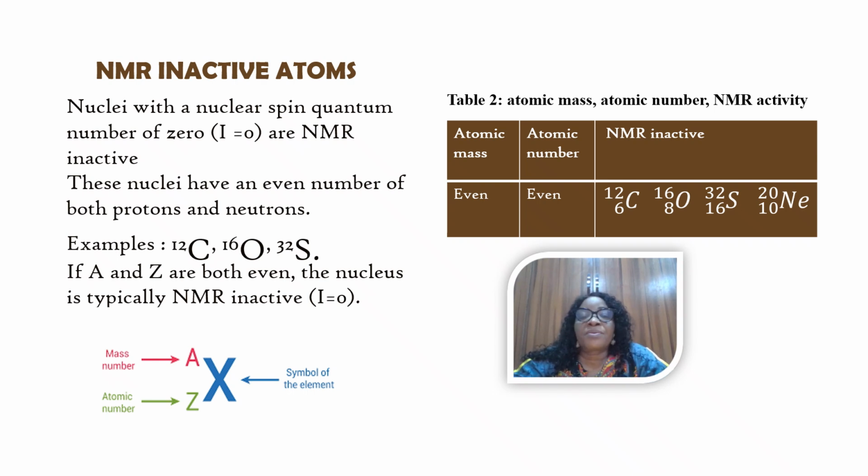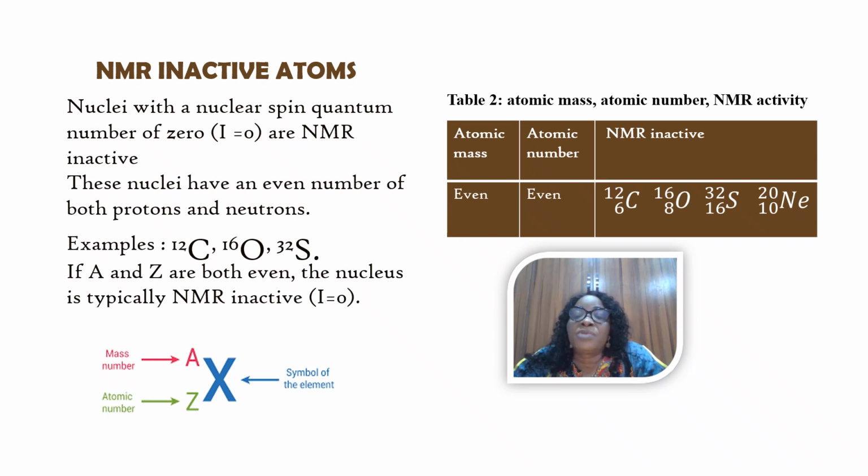We have NMR inactive atoms. The nuclei with a nuclear spin quantum number of I equals 0 are NMR inactive. These nuclei have an even number of both protons and neutrons. Examples are carbon 12, oxygen 16, sulfur 32. If A and Z are both even, the nucleus is typically NMR inactive. We know that A represents the mass number, Z represents the atomic number, and X represents the symbol of the element.